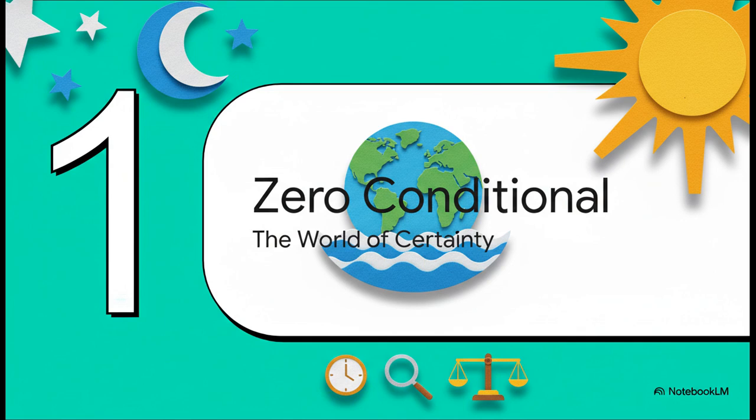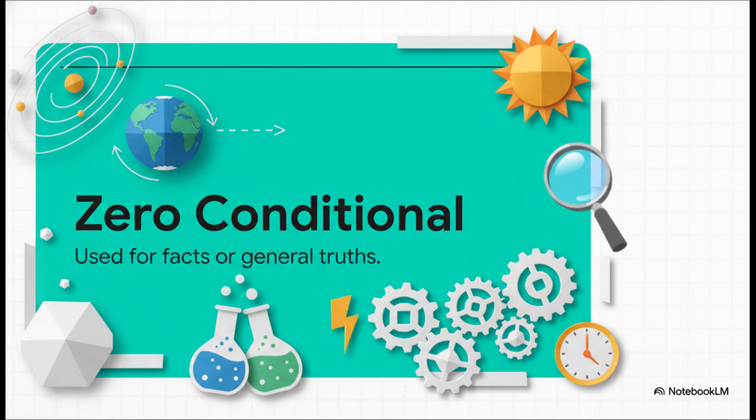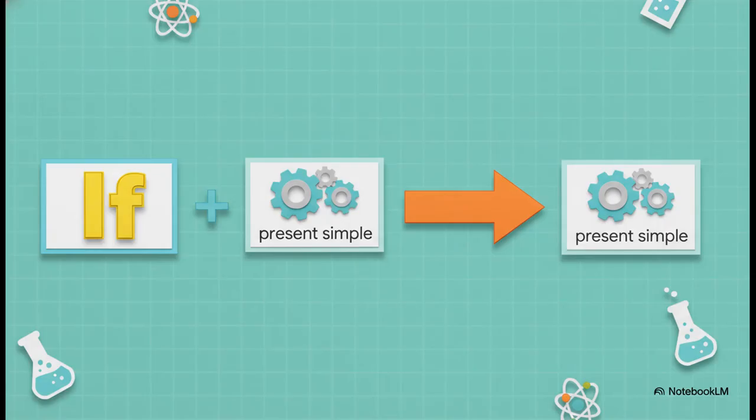All right. Our first stop is the zero conditional. I like to call this the world of certainty. This is where we talk about stuff that's just undeniably true. So, we use this one for things that are non-negotiable, like scientific laws, automatic reactions, things that are always true. If one thing happens, another thing is pretty much guaranteed to happen right after. It's that simple. And just look at this formula.